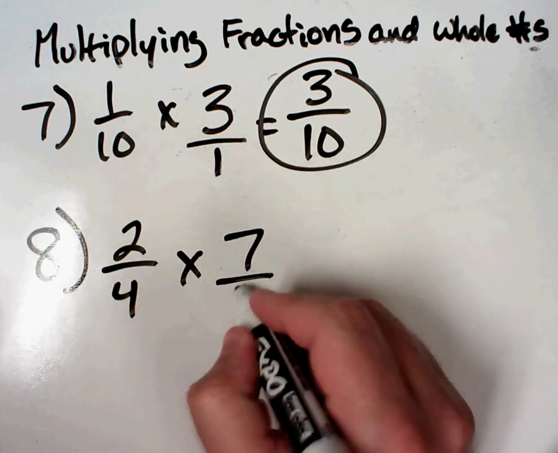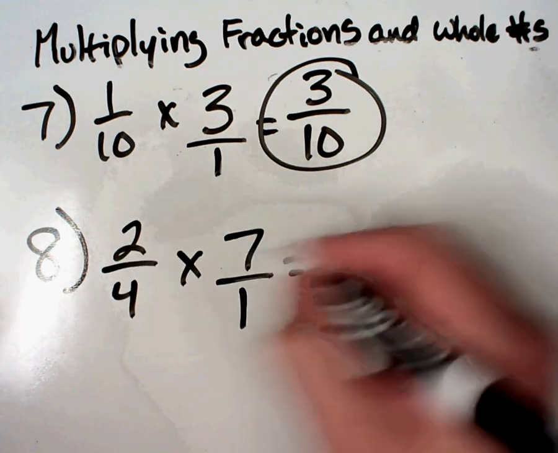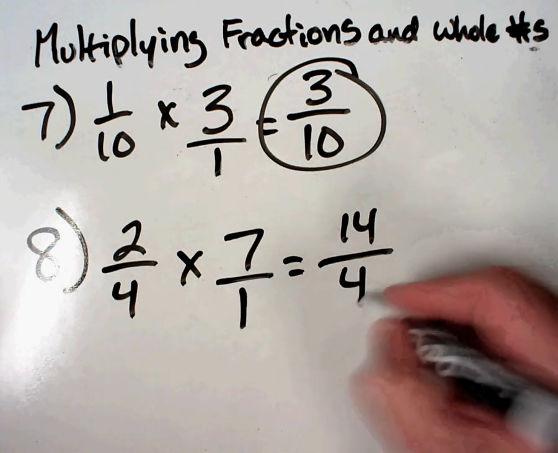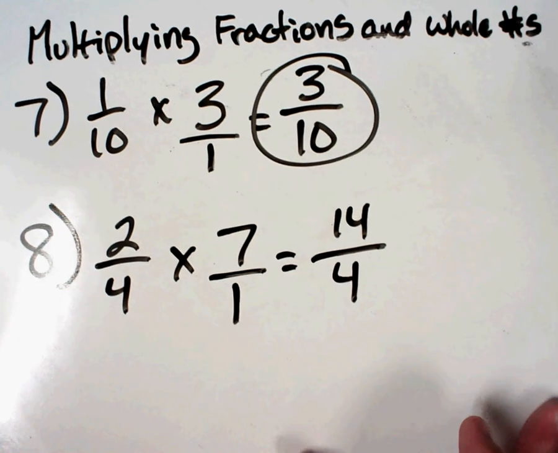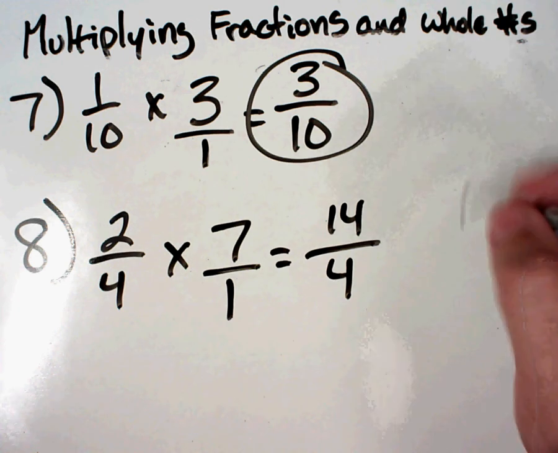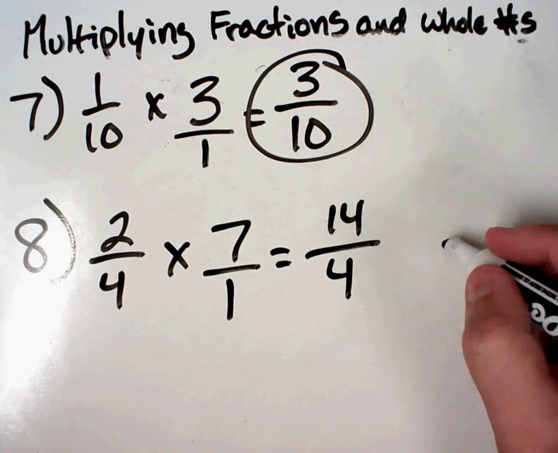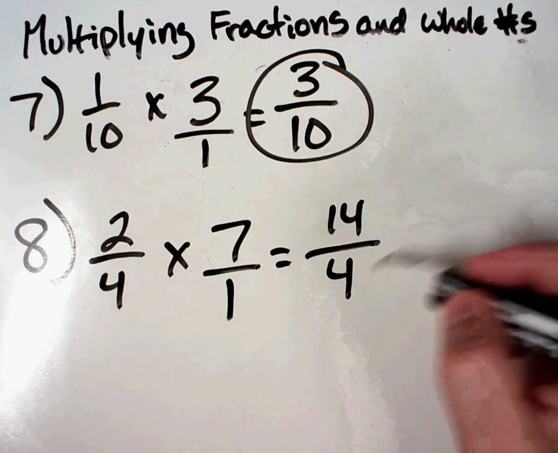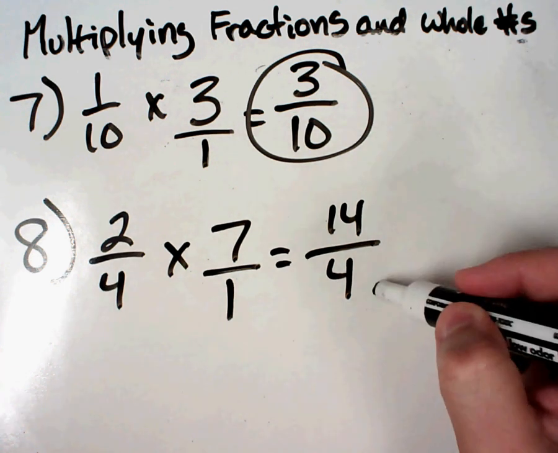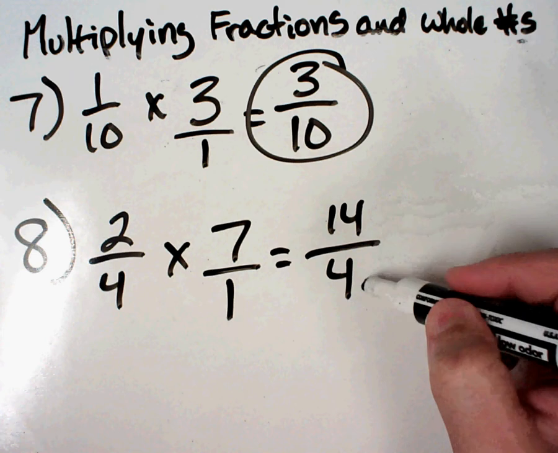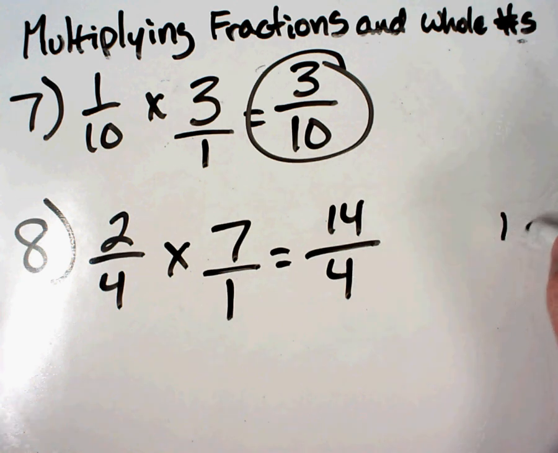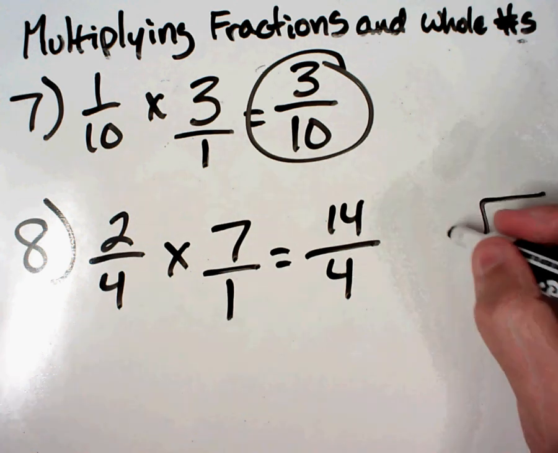It's going to be 7 over 1. 2 times 7 is 14. 4 times 1 is 4. That is an improper fraction, so I need to do a division problem. Now I've got a couple of options here because it's improper, so I'm going to have to do a division problem, but I could actually simplify it now. But you know what? I'm going to go ahead and just do the division problem, and I'll simplify after.